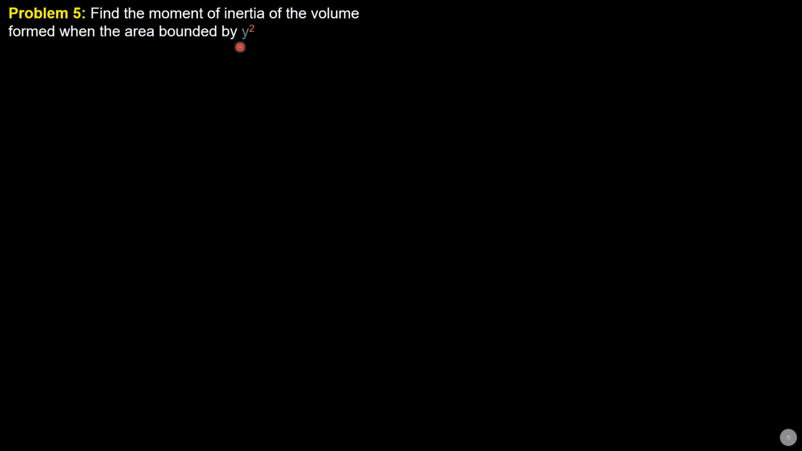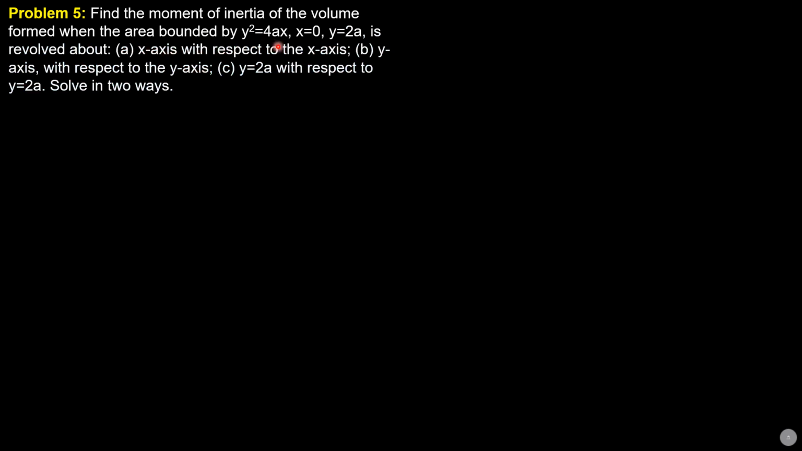So problem 5. Find the moment of inertia of the volume formed when the area bounded by y squared equals 4ax, which is a parabola open to the right with vertex at the origin, x equals 0, which is the y-axis, and y equals 2a, which is a horizontal line which passes through one end of the latus rectum, is revolved about the x-axis with respect to the x-axis, the y-axis with respect to the y-axis, and y equals 2a with respect to y equals 2a, solved in two ways.